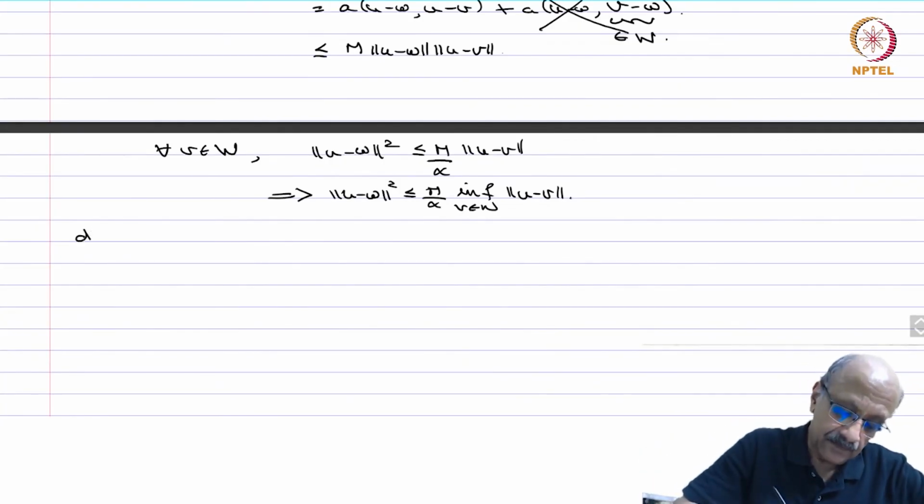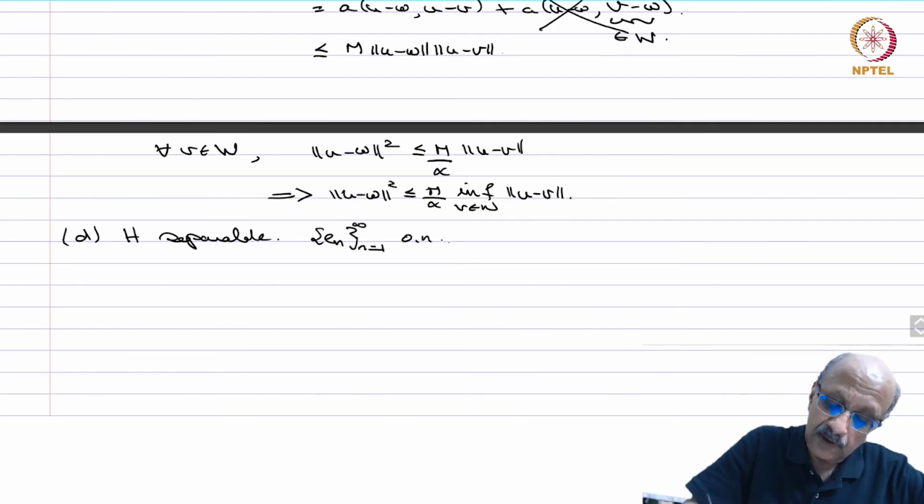D: H separable and e_n, n equals 1 to infinity, an orthonormal basis.